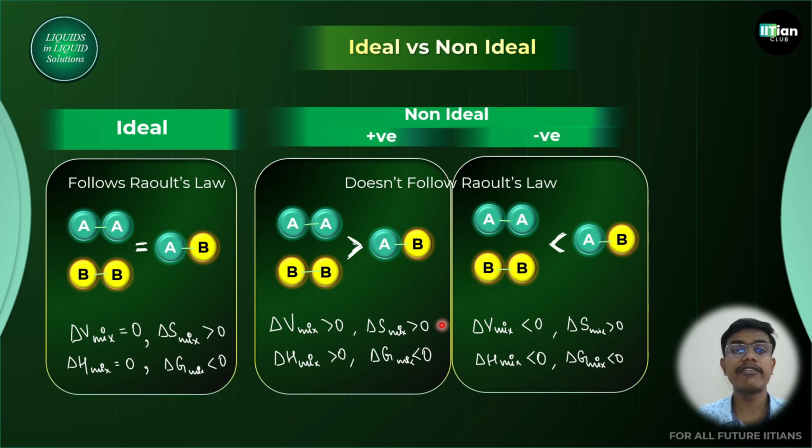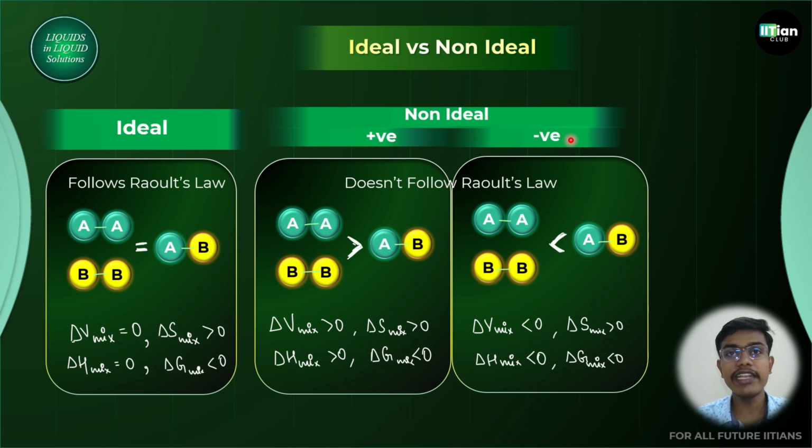And always, whenever we mix together, the entropy is positive. That you have to note. In every case, the delta S mixing, that is the change in entropy, will be positive. And in this case, we have to supply the energy. That's why the enthalpy is greater than 0. Delta G is always less than 0; only then can the process occur spontaneously.